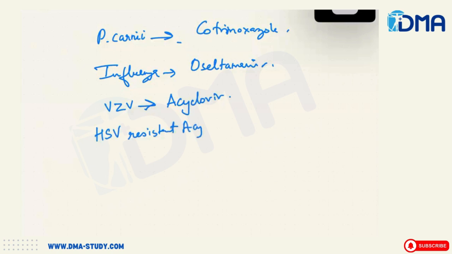Then what is the drug of choice for varicella zoster virus? You can go for acyclovir. Herpes simplex virus also you give acyclovir. Herpes simplex virus resistant to acyclovir, what will you give? You have to go for foscarnet. Okay.